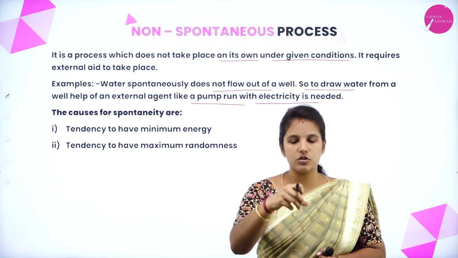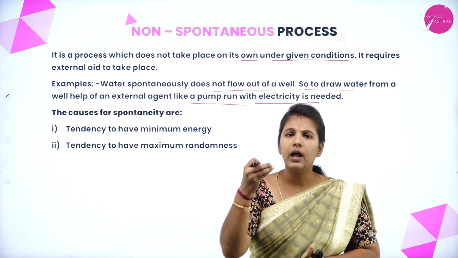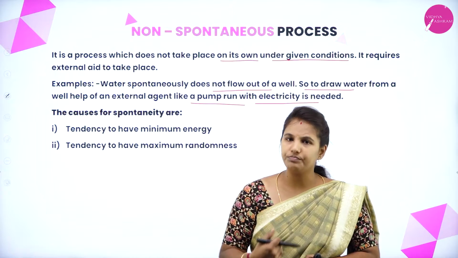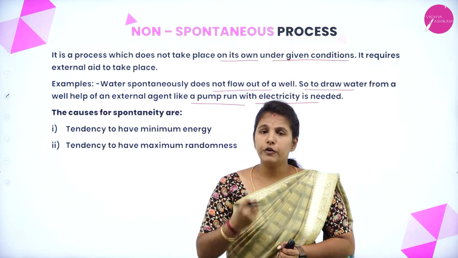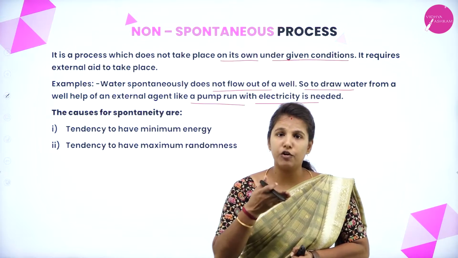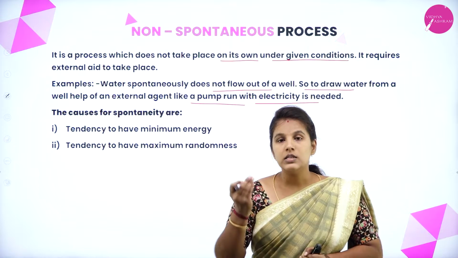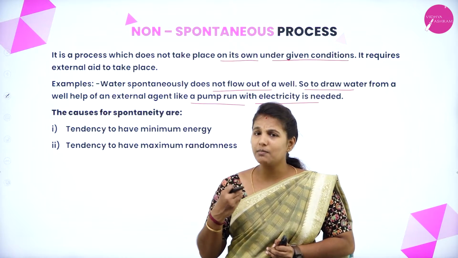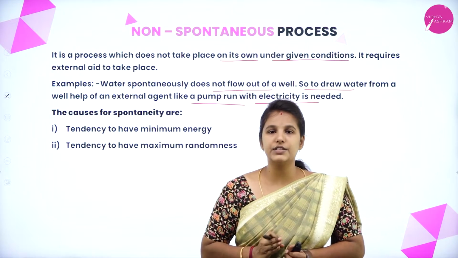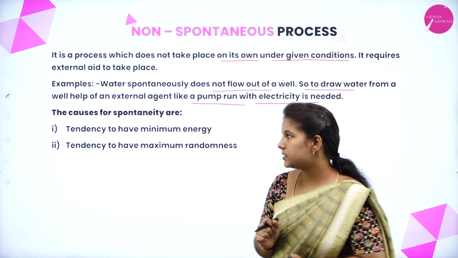Suppose I want to draw the water from the well. It's not possible to draw the water by itself. Either we have to use a rope, or we need to use a pump. So for this to happen, we require an external agency in the form of a rope, or in the form of electricity and a pump. Such reactions, which do not take place on their own but can take place only with an external agency, are said to be non-spontaneous processes.